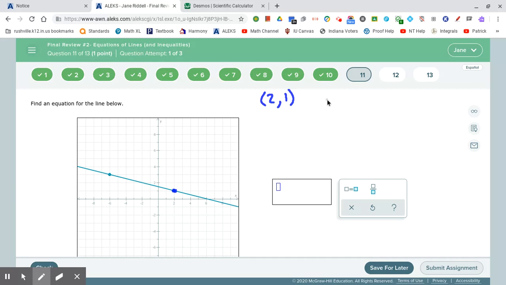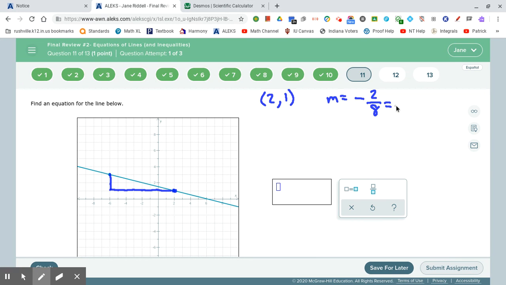So the slope, m, is negative because it's going down. And then how much does it go down? It goes down 2 until it reaches the next point. So this is going to be negative 2. And then it goes over 1, 2, 3, 4, 5, 6, 7, 8.